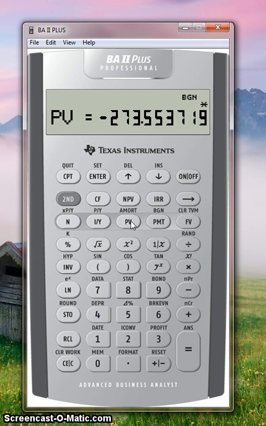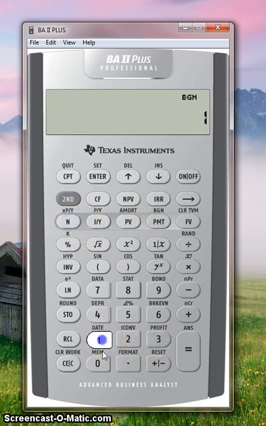And this result is different from the result you got under the end mode. And if we clear this, we can go 100 payment, 3 years, 10%, 0 PV, and compute for future value. Remember, the future value for the ordinary annuity was 331, and here for the annuity due is 364.